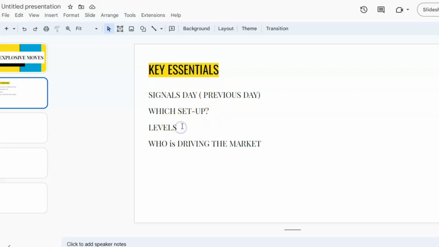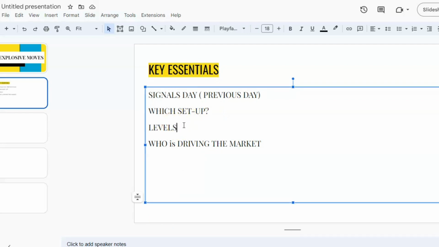And then levels. Levels are round numbers, the quarterly levels, high of day, low of day, high of week. Those major levels that price usually creates. And then lastly, you need to understand who is driving the market.